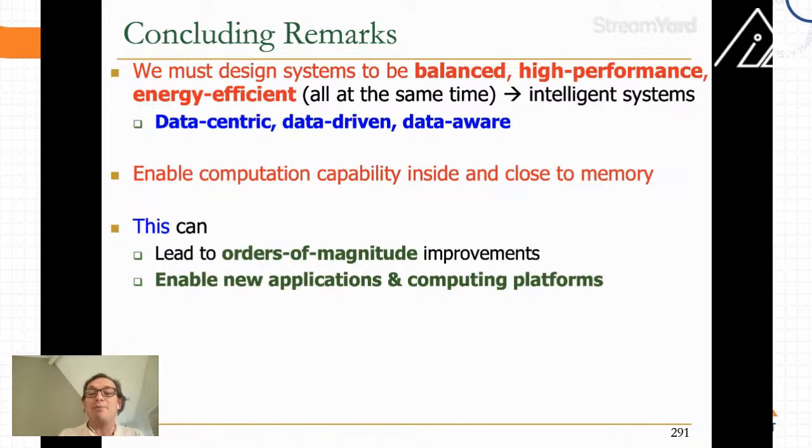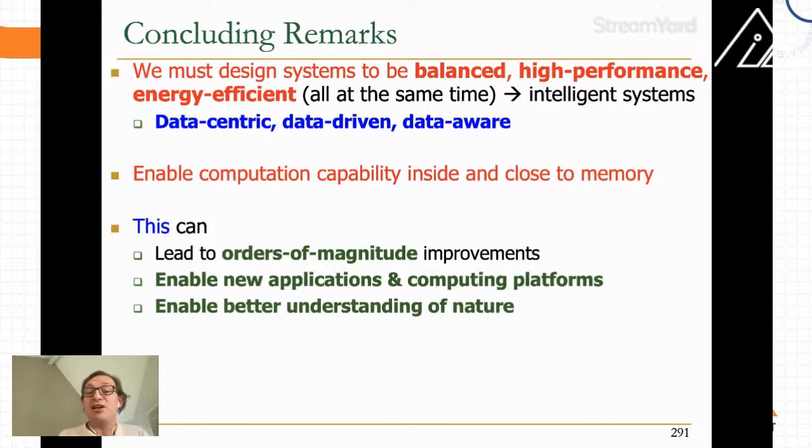Hopefully this can enable new applications and computing platforms. Genomics, for example, I think is an area that's ripe for this sort of platforms, but machine learning also, in my opinion. Even the machine learning platforms we use today are mostly processor-centric. They can benefit greatly from data-centric platforms, as we have discussed.